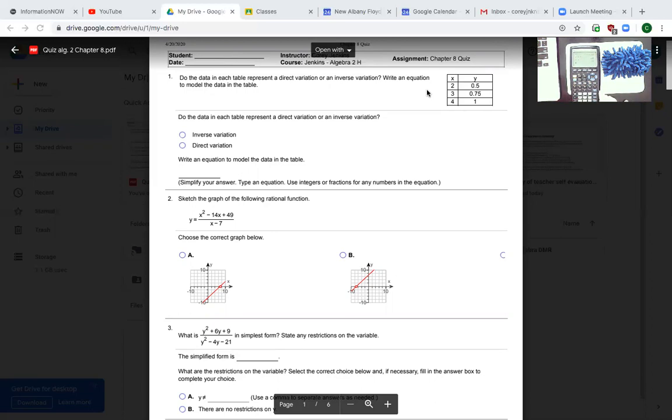I know that's probably a little bit difficult to see. Hopefully, maybe you can zoom in there on that. But those are all equal to 0.25. So for that reason, it is direct variation. So we would select direct variation. And then, what is the equation to model the data?